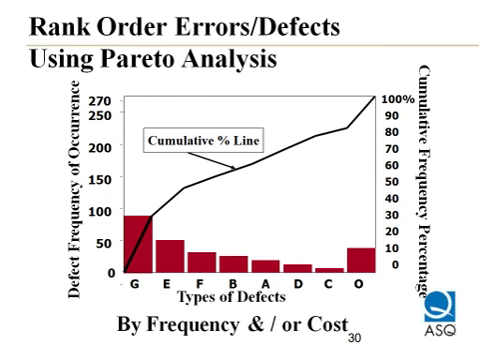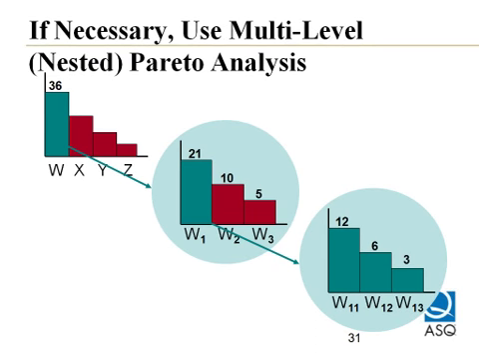Now, in this case, if we were looking at types of defects, we see that defect G, whatever it might be, has the greatest frequency of occurrence of defects in this particular process. And so we would normally think, well, let's do an analysis of defect G and see what's causing it. But suppose we did and we weren't able to find out what the problem was, we'd have to do what's called multi-level or nested Pareto analysis.